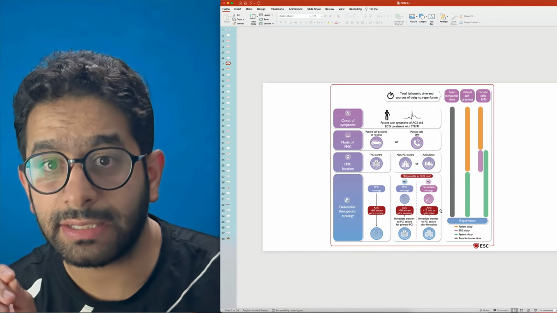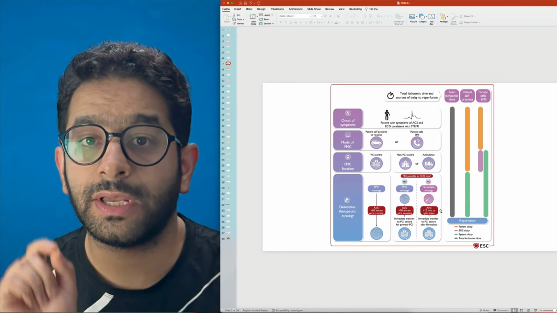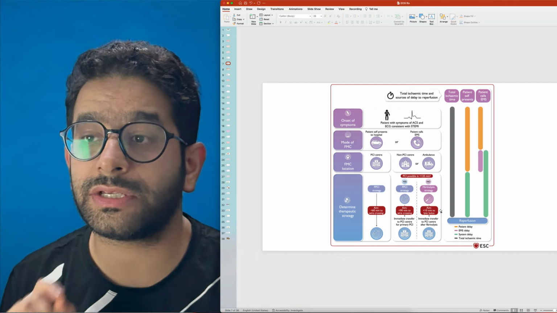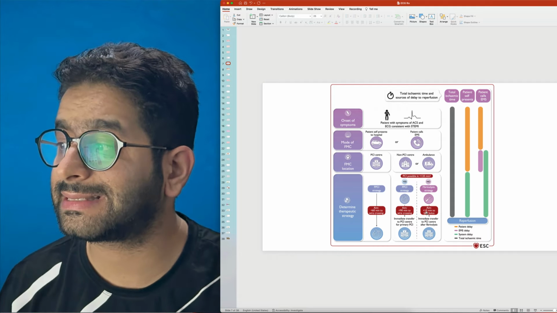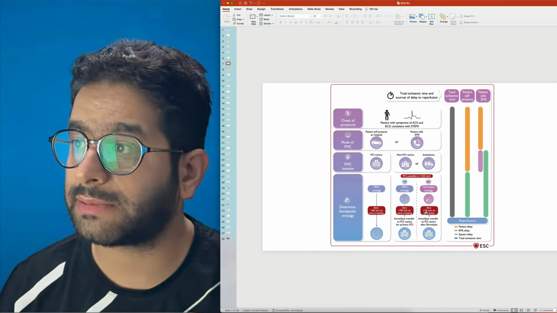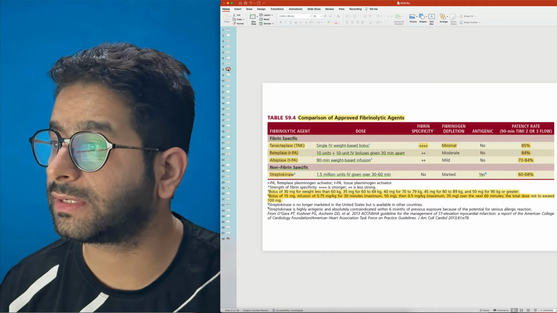If you decided that you will thrombolyse this patient, then you should give this thrombolytic agent within 10 minutes of diagnosis. That's less than 10 minutes. That's the cut point that the guidelines have advised.